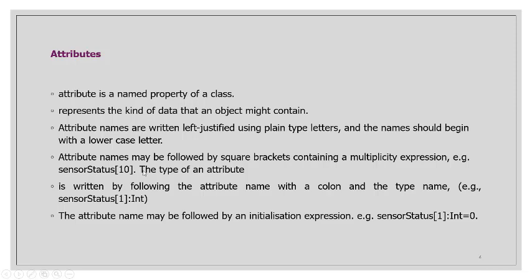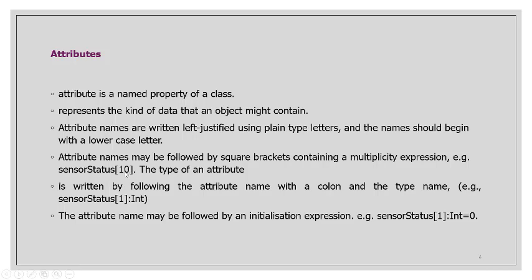That means the multiplicity expression indicates the number of attributes per instance of the class, that is, how many attributes are available per instance of the class. That means the sensor status looks like an array, and the number of sensor status is 10.